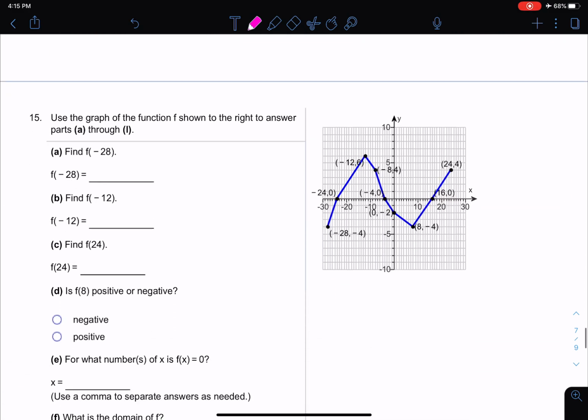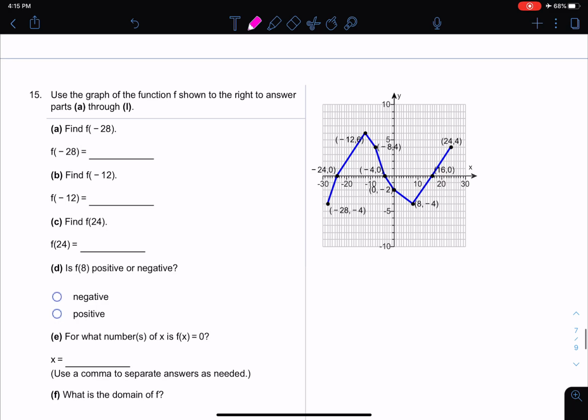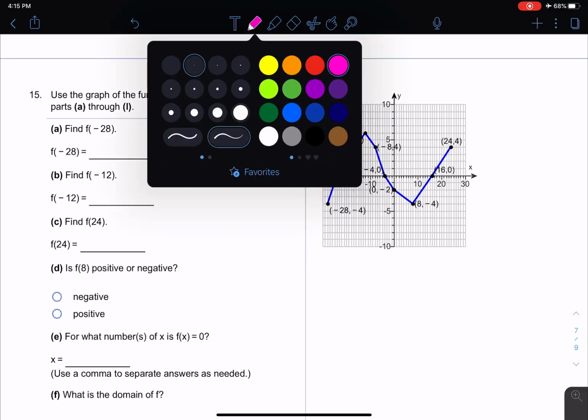One more problem, and we're done. Whew, that was a run. Back to this.